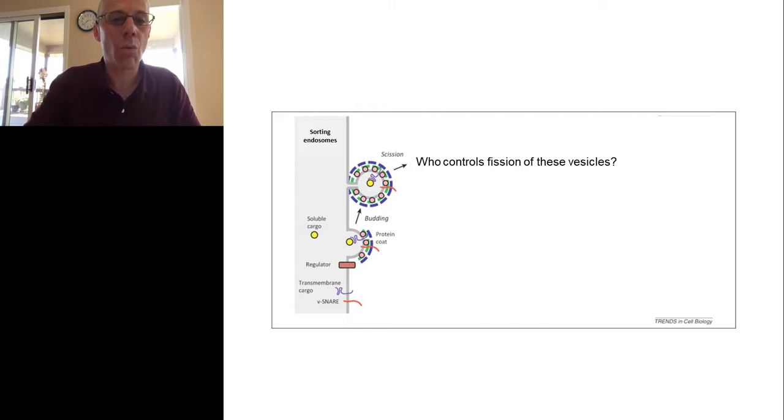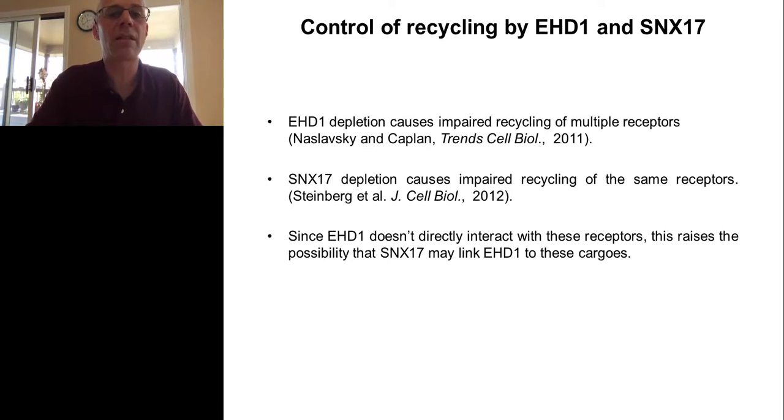And so what we're thinking is that the SNX protein is able to interact at endosomes, SNX17, with certain receptors that need to undergo recycling based on this kind of interaction with their receptor tails. But there needs to be a protein that's involved in the fission of these vesicles, and basically that brings us to our thoughts about EHD1.